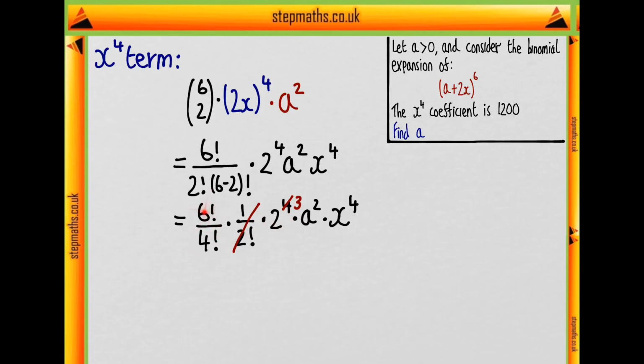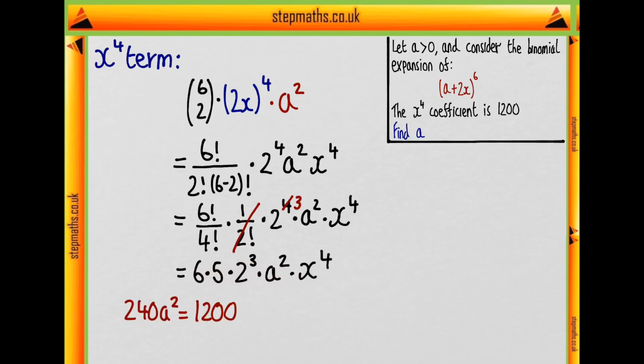We could work out 6 factorial, then work out 4 factorial, and then divide them longhand, and we'd get there. But that's pretty awful, I'm not feeling that. Because 6 factorial is 1 times 2 times 3 times 4 times 5 times 6, and 4 factorial is the product of 1, 2, 3 and 4. So if we do this over this, everything's going to cancel except the 5 and 6. So this is just 5 times 6, which is 30. And so we've got 30 here, 2^3 is 8, so we've got 240 a squared x^4.